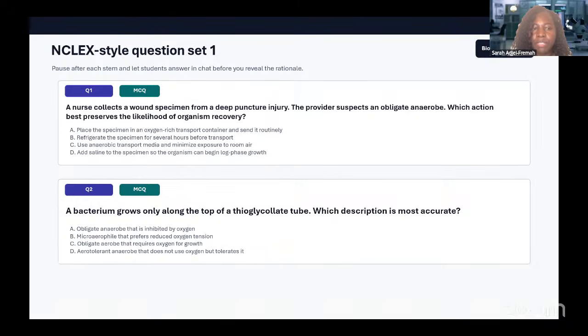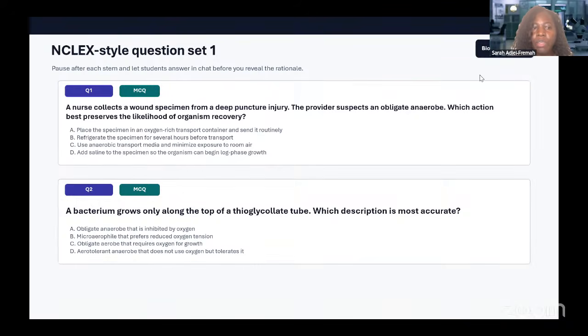What action best preserves the likelihood of organism recovery? So you've collected samples from a deep puncture injury and you are suspecting a possible obligate anaerobe. What action can you do to likely speed up the recovery?